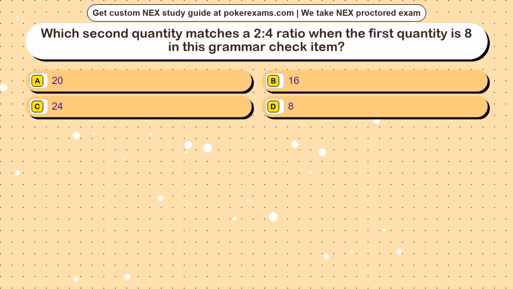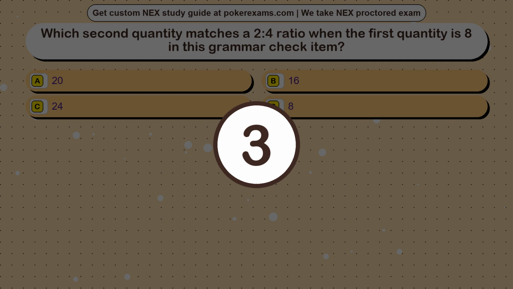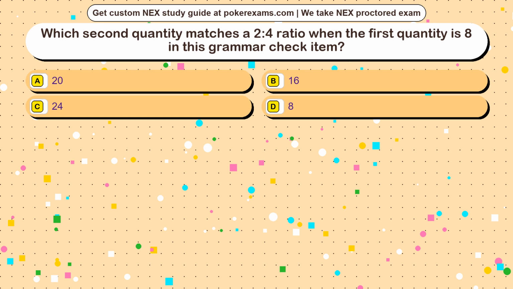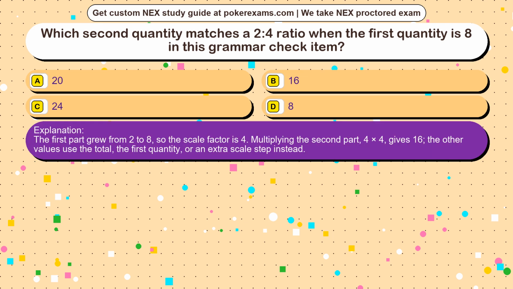Question 1. Which second quantity matches a 2:4 ratio when the first quantity is 8 in this grammar check item? Option A 20, option B 16, option C 24, option D 8. The correct answer is option B. The first part grew from 2 to 8, so the scale factor is 4. Multiplying the second part, 4 times 4, gives 16. The other values use the total, the first quantity, or an extra scale step instead.